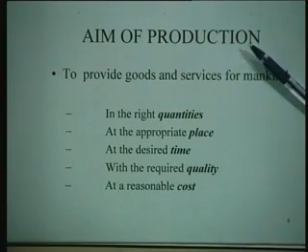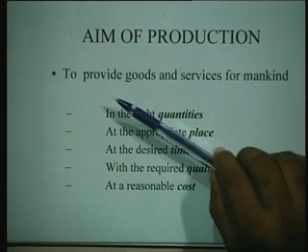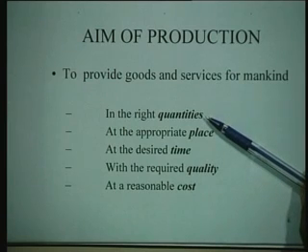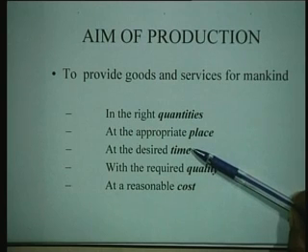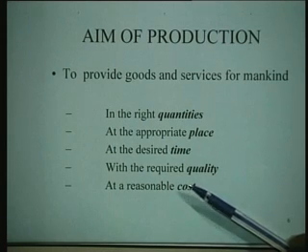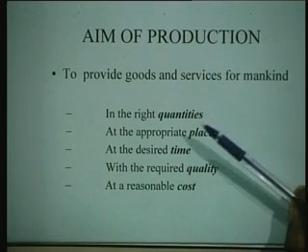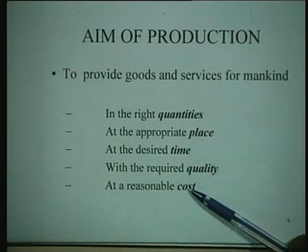After all, what is the objective of production? There are so many ways of looking at production, but for our purposes it would be appropriate to say that the aim of production is to provide goods and services for mankind in the right quantities, at the appropriate place, at the desired time, with the required quality and at a reasonable cost. So, really speaking, whenever you are talking of a production system, you are talking about getting right quantities at the right place at the right time and of the right quality and at the right cost, the minimum possible cost.